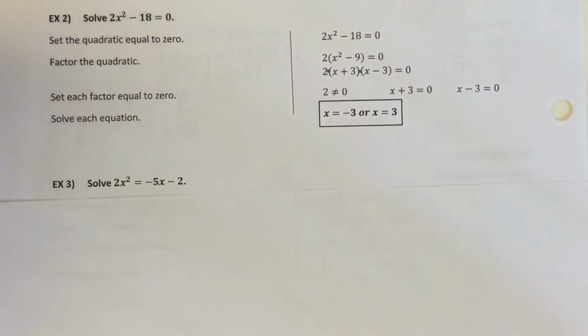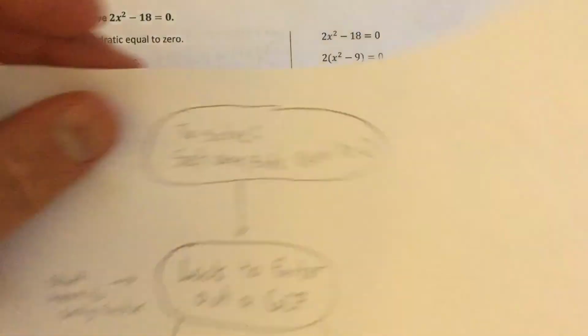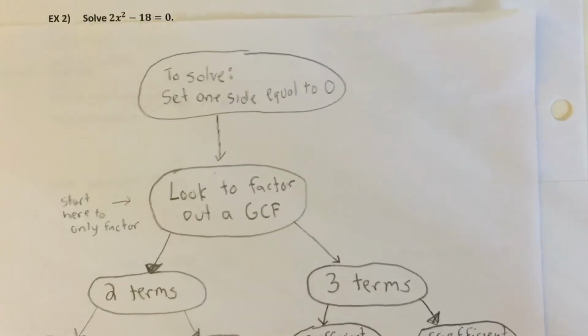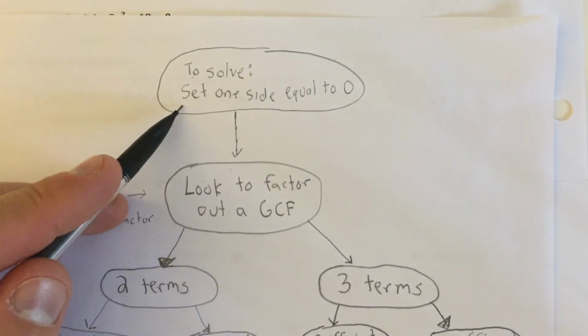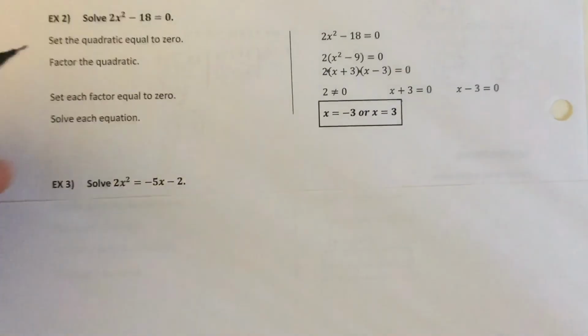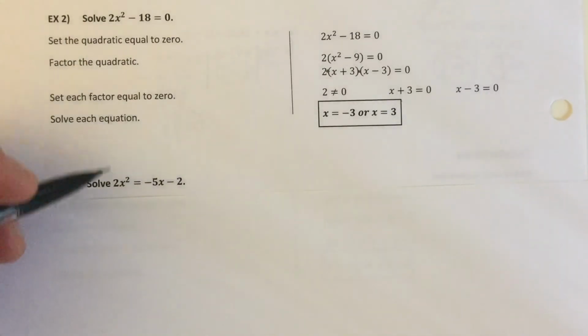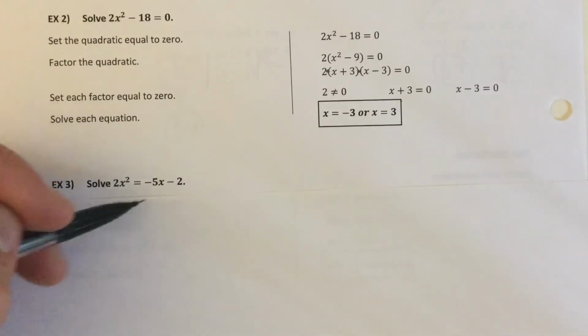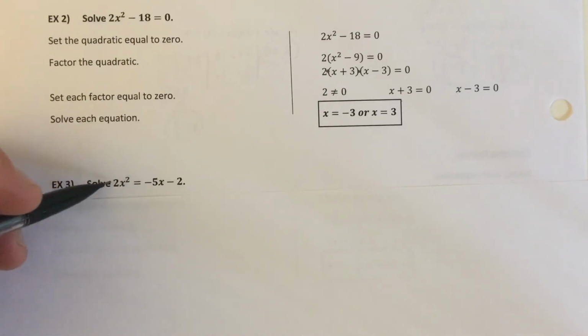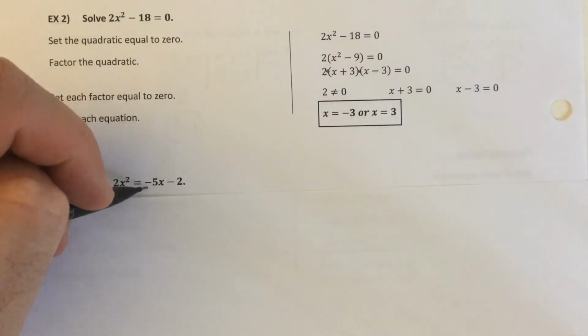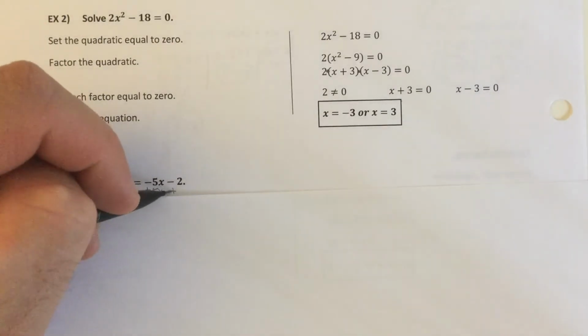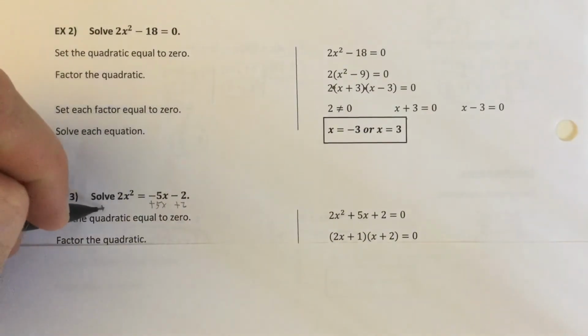All right, next one. Solve 2x squared equals negative 5x minus 2. Again, we have an equal sign, so we're going to solve. So first step is to set one side equal to 0. I always want to keep the x squared positive, because that way I don't have to pull out a GCF of a negative 1. So even though it would probably be easier to move just one term to the other side, this 2x squared is already positive, and it's ultimately going to save me a step if I don't have to pull out a GCF of negative 1. So I'm going to actually add 5x and add 2 in order to get it equal to 0.